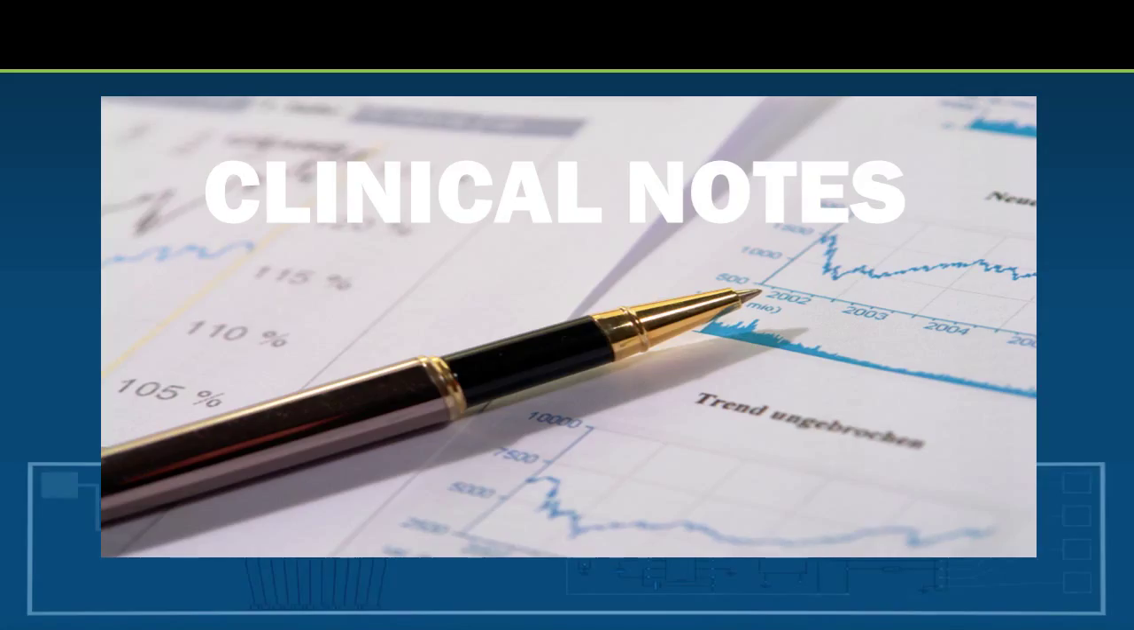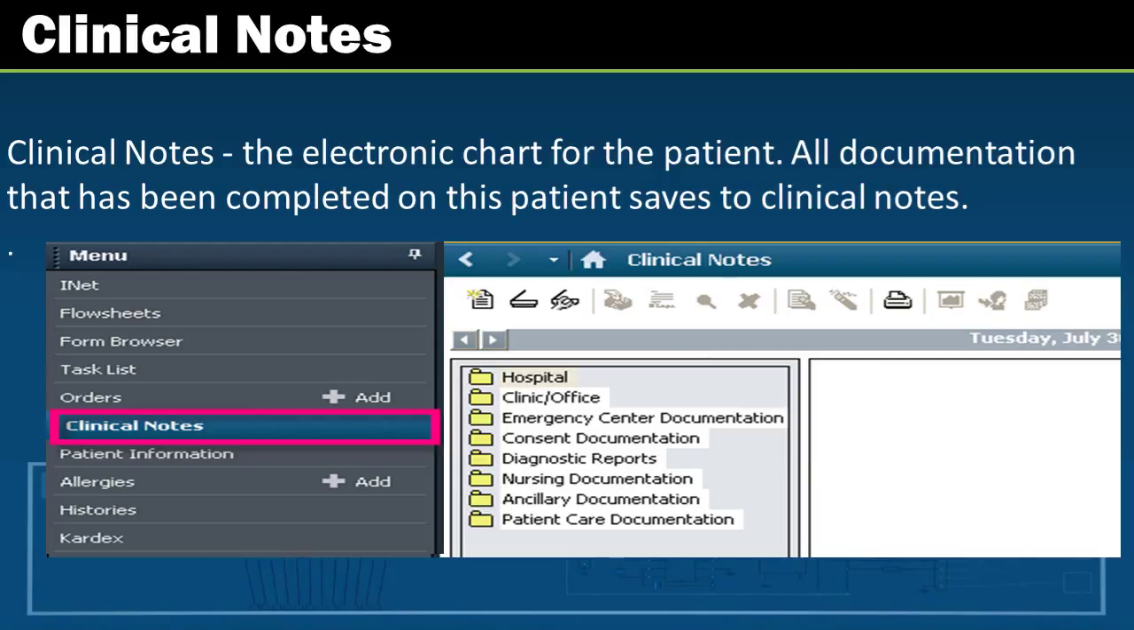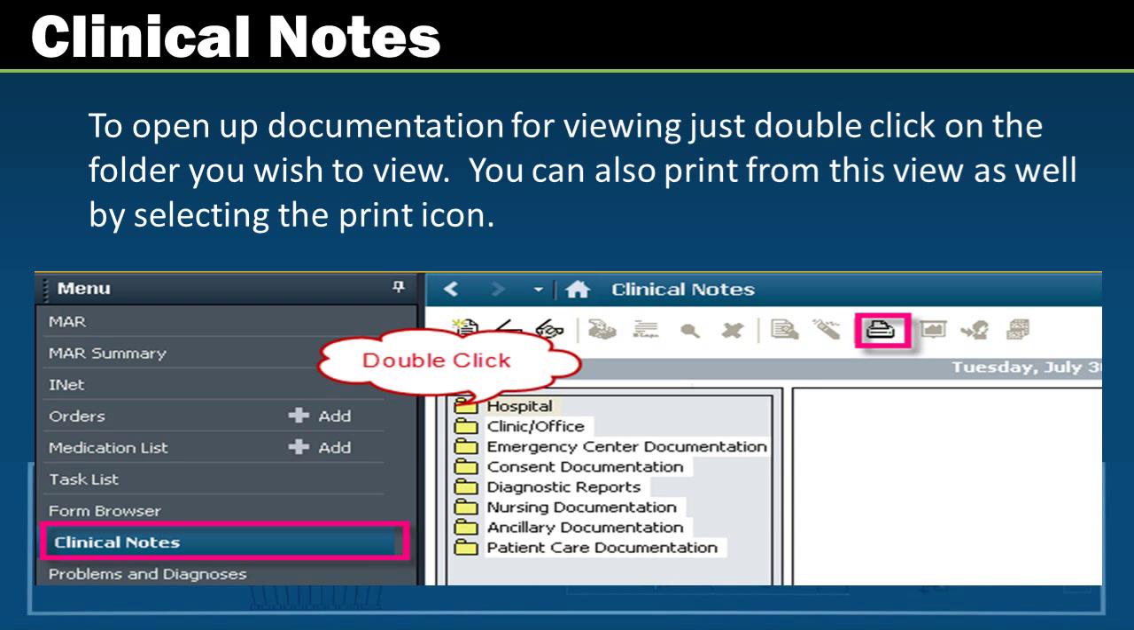Clinical Notes is another section that you can utilize to view completed documentation on your patient. All sorts of documentation flows into the Clinical Notes section. Physician documentation, ancillary staff, nursing staff, it all flows into the different folders within Clinical Notes. To open up documentation for viewing, you just double click on the folder you wish to view. You can also print from this view by selecting the print icon if someone has asked you for a form for the nursing staff, you can print that out for them.